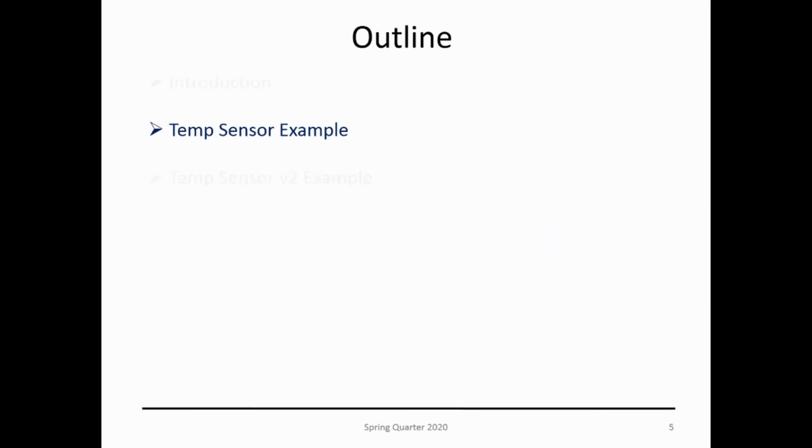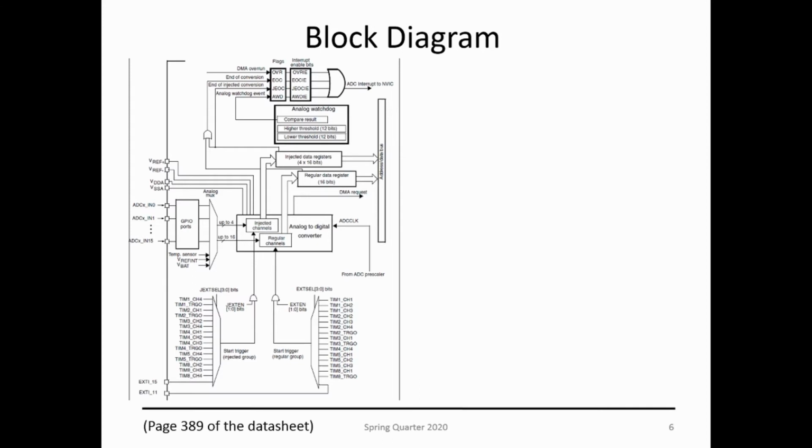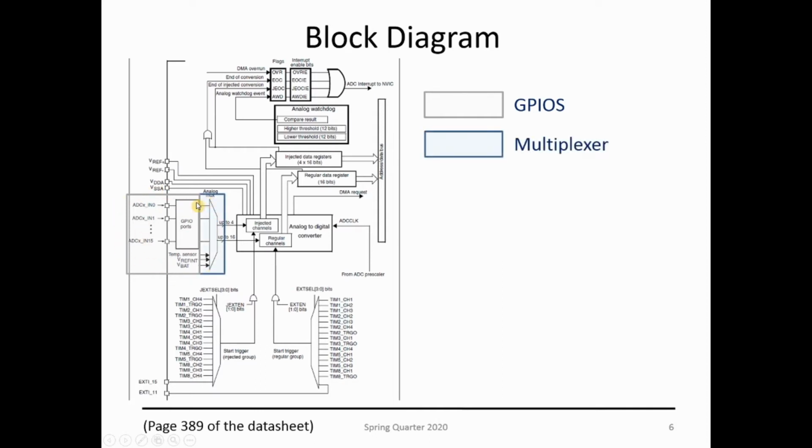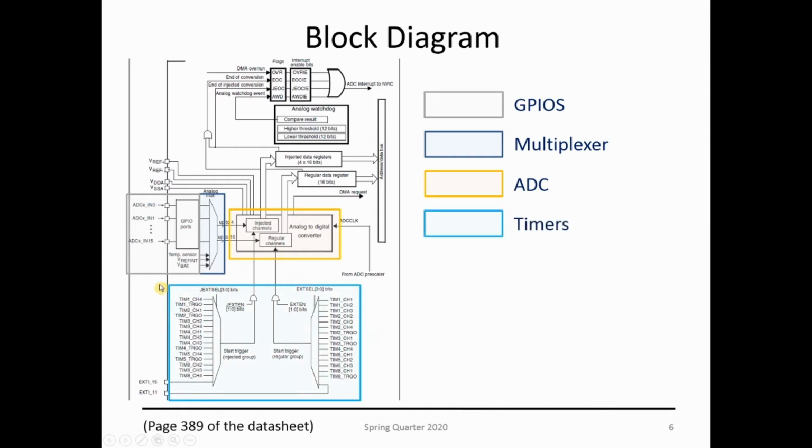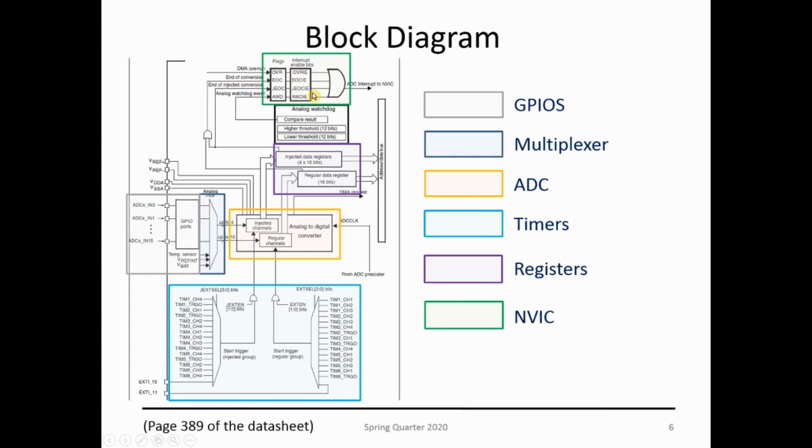Let's go over the temperature sensor example. So we have the block diagram here, and we start identifying the blocks. We have the GPIOs over here, the multiplexer, and the ADC. We can connect some timers to the ADC, so we can have the timers sampling the ADC or creating a fixed rate for the ADC to get the data. We have the registers where we put the output information. We have the NVIC, so we can generate interrupts, and the data bus where the data is going to be available.